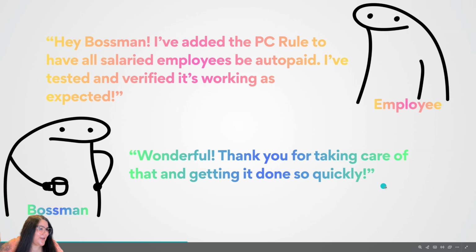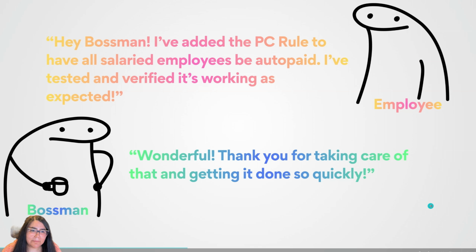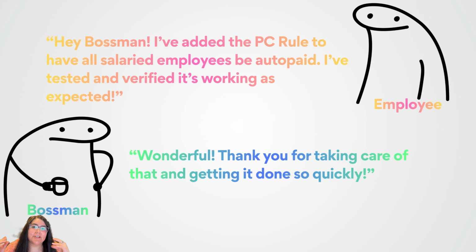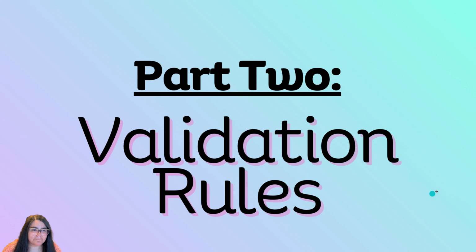Your boss man's bound to praise you for making such a simple improvement that is going to improve data quality. And our top priority is always to make sure that the employee is receiving their fair compensation. So this is a huge improvement that you can make now in your environment. And let's jump into part 2, validation rules.